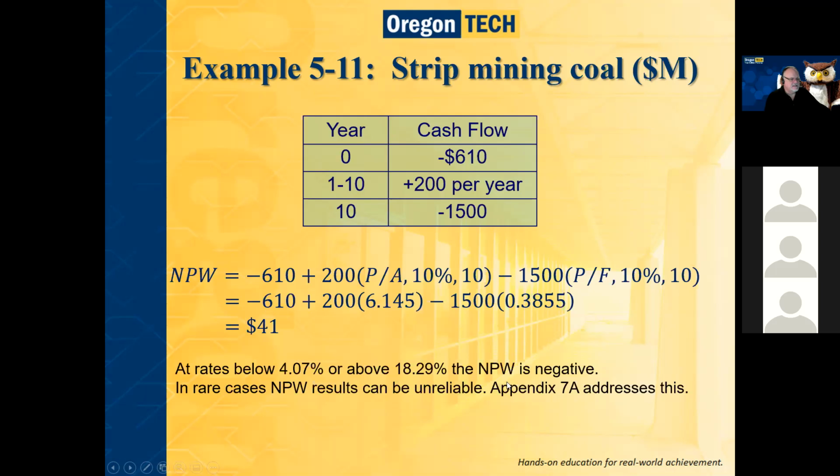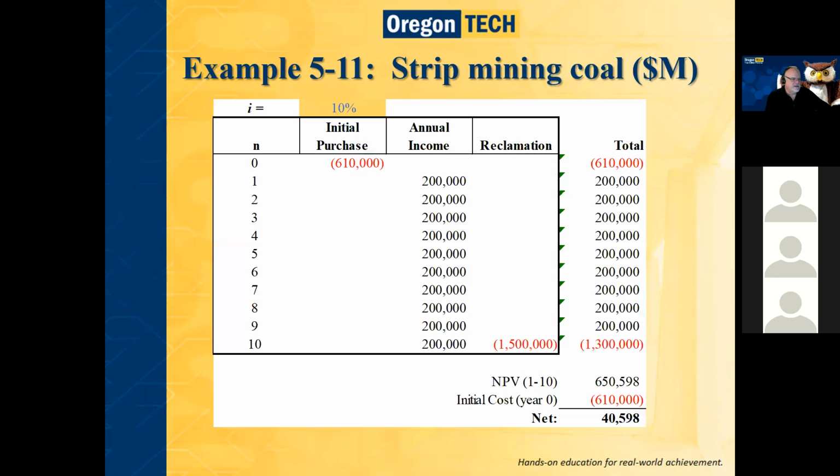So they give this nice thing about saying at rates below 4% and above 18%, net present value is negative. Basically, they're trying to get you to do what we're going to do in a future chapter, which is say, hey, how often would you still do this project at different interest rates? That's another chapter. But here's what I did.